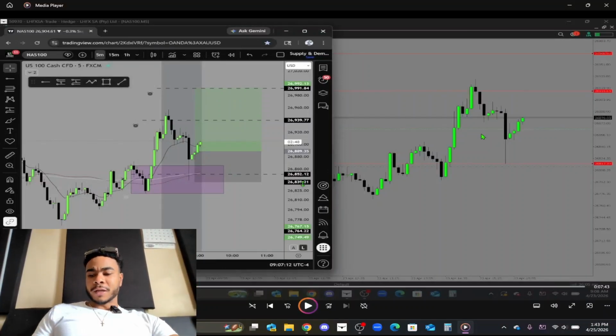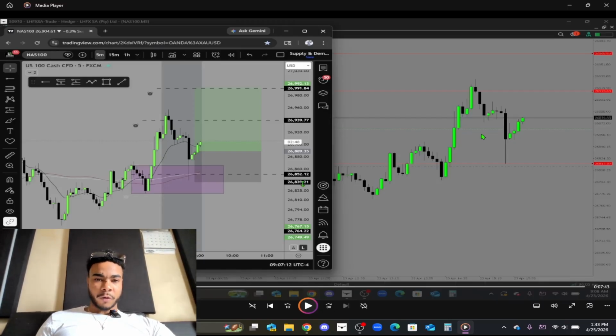So today is April 25th, 2026, and this is going to be Thursday's trade breakdown. This is going to be April 23rd, 2026 trade, right? So right off the back, I'm already in the trade.